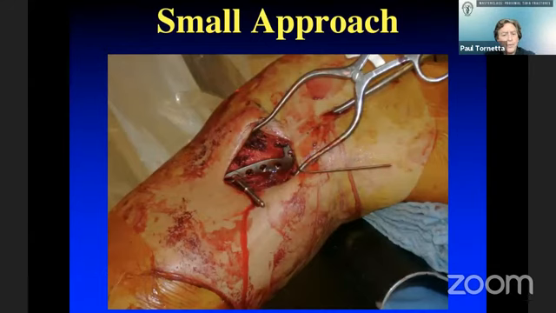I differ a little bit from Dr. Standard in that I don't really care about the PES. I take the whole thing down as one layer and then just repair the whole thing as one layer. I've not seen any problems with that. But you can see you can do these fractures through a very limited incision if you're in the right place. And I'll show you a little bit about where that should be.